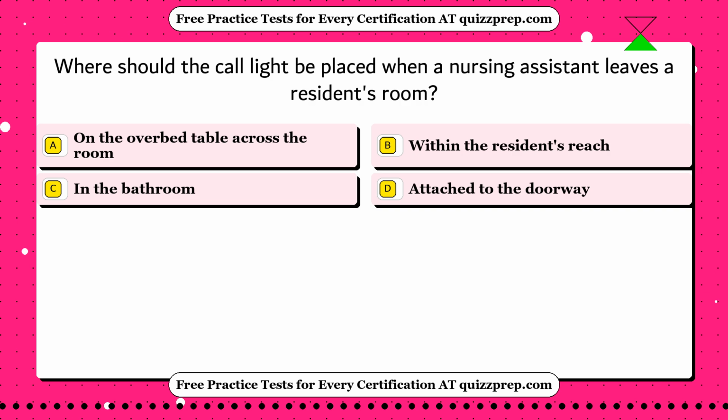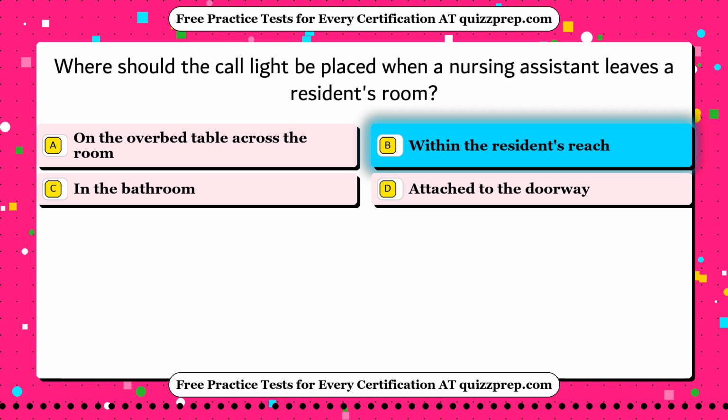Question 55. Where should the call light be placed when a nursing assistant leaves a resident's room? Option A. On the overbed table across the room. Option B. Within the resident's reach. Option C. In the bathroom. Option D. Attached to the doorway.